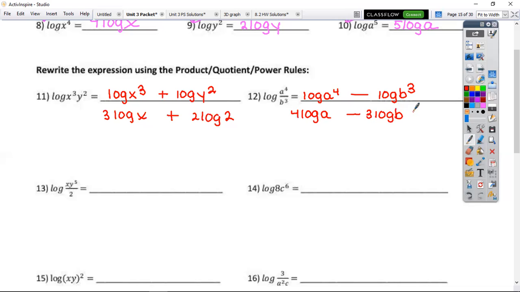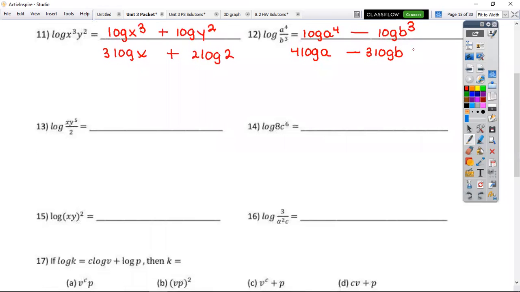So 13, you have everything. You have a product, a quotient, and a power. So I'm going to go slow. I'm going to split the top. So we have the log of x plus the log of y to the 5th. And then where I see division, I'm going to replace that with subtraction. Then you're going to take your power down in front to finish. So what remains is the log of x plus 5 multiplied by the log of y minus the log of 2.